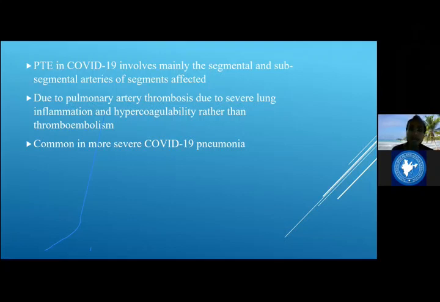And why does this pulmonary embolism occur? Is it due to embolism from the pelvic veins or DVT? It is not. It occurs due to the severe lung inflammation and hypercoagulability rather than thromboembolism. And it is very, very common in more severe COVID-19 pneumonia. That is, if the CT severity index is more, you should always look for a pulmonary thromboembolism and give contrast if needed. So that is the main importance of looking for pulmonary thromboembolism.